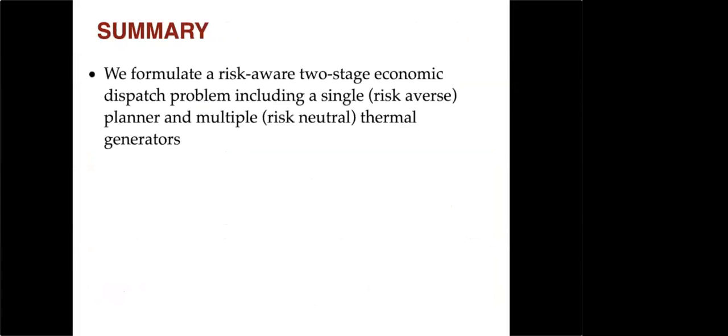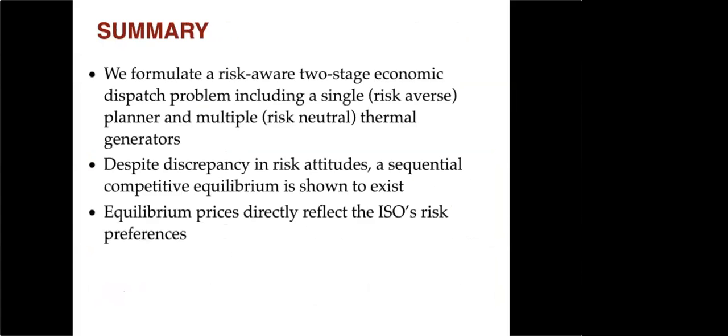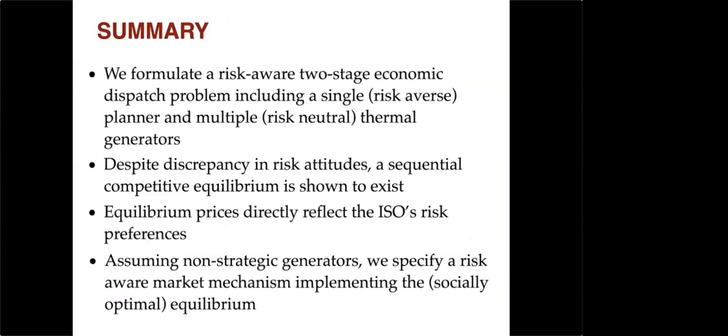The contributions of this work are as follows. We formulate a risk-aware two-stage economic dispatch problem which includes a risk-averse social planner and multiple risk-neutral thermal generators. Despite this discrepancy in attitude towards risk, a sequential competitive equilibrium is shown to exist, and such equilibria are shown to contain optimal solutions to the centralized risk-aware problem. Equilibrium prices directly reflect the ISO's attitude towards risk, and assuming non-strategic behavior on the part of the generators, we are able to specify a mechanism which implements these sequential equilibria. Thank you, and I look forward to further discussing this work in the interactive session to follow.